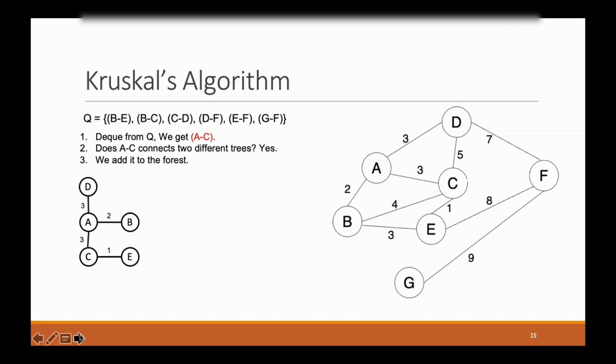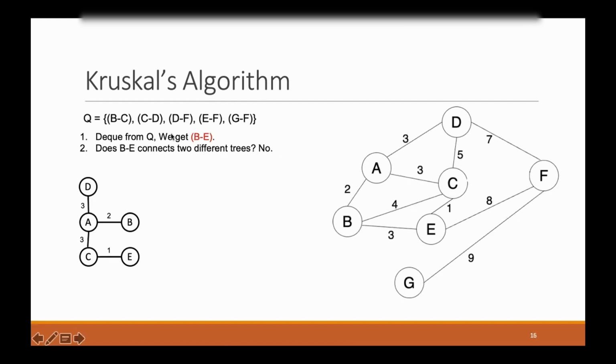Then on the next step, we dequeue the queue again, and we get AC. So AC, the question is, is it connecting two different trees? The answer is yes, it is connecting two different trees because previously we had two different trees which had A and C in them. Now it is connecting two different trees together. So we put it in the forest.